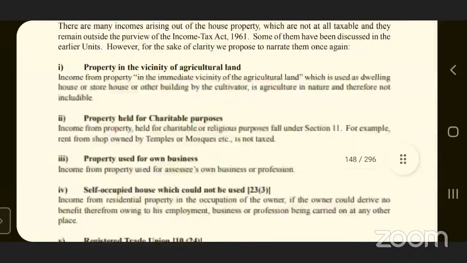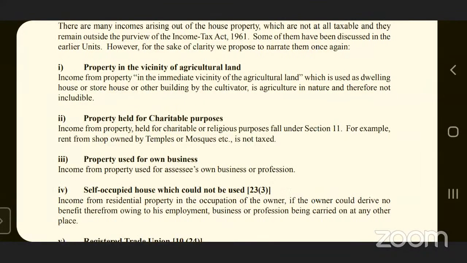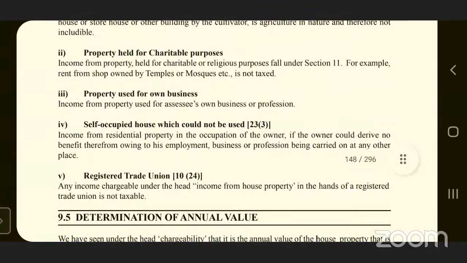Next one is any property held for charitable purposes, which may be on a rental basis; that is also not under the purview of income from house property. And please, all of you participants, mute yourself.